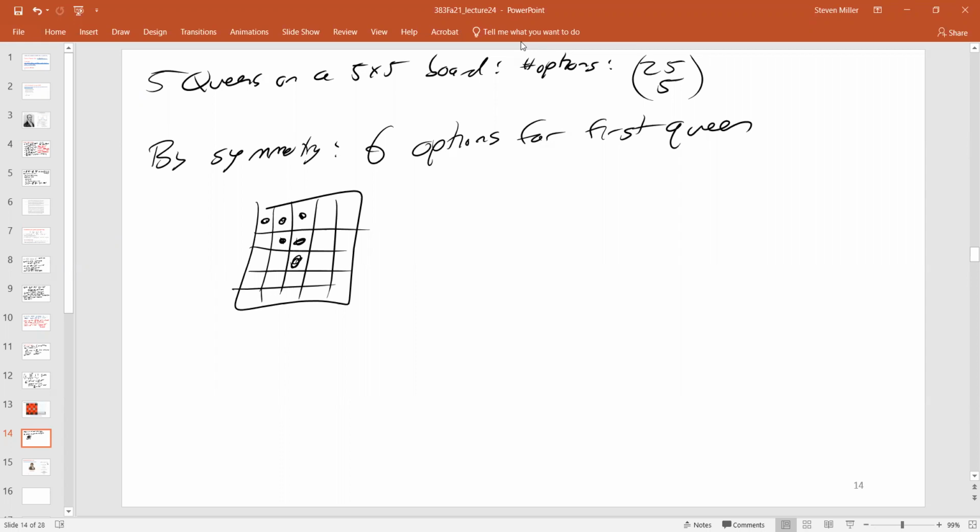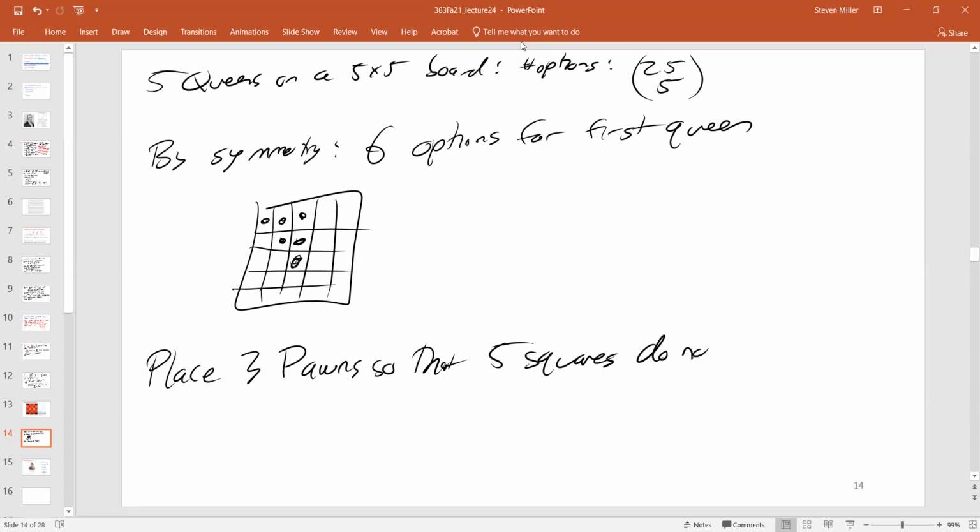There is a better way of looking at this. Rather than placing 5 queens on the board so that 3 pawns are safe, what could you do? Go backwards. Place 3 pawns so that 5 squares do not attack. This is duality. This is looking at the dual problem. And for many things in life, the dual problem is often easier.